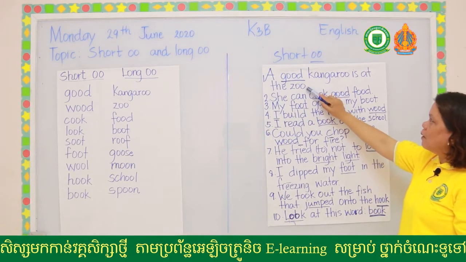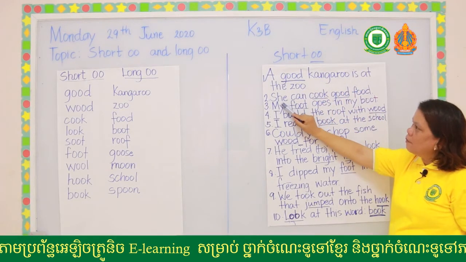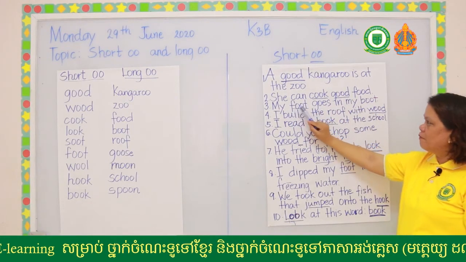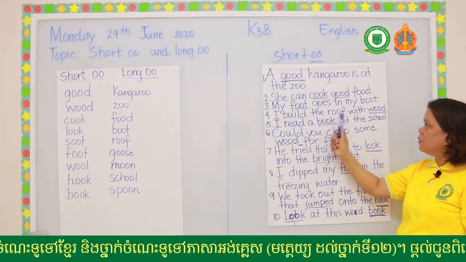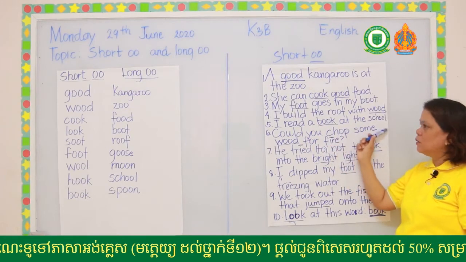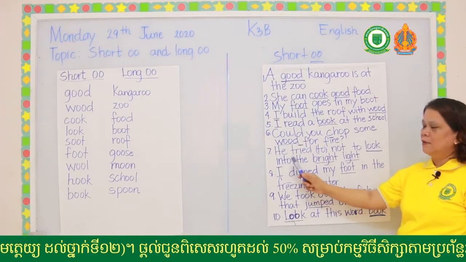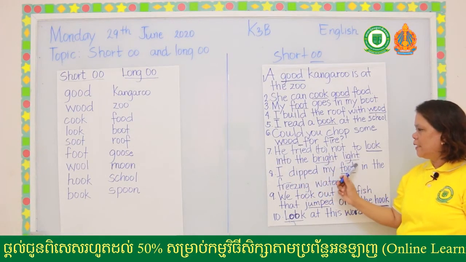Okay, a good kangaroo is at the zoo. Number 2, she can cook good food. My foot goes in my boot. I build the roof with wood. I read a book at the school. Could you chop some wood for fire? He tried not to look into the bright light.